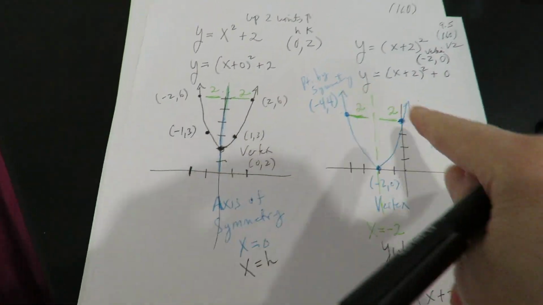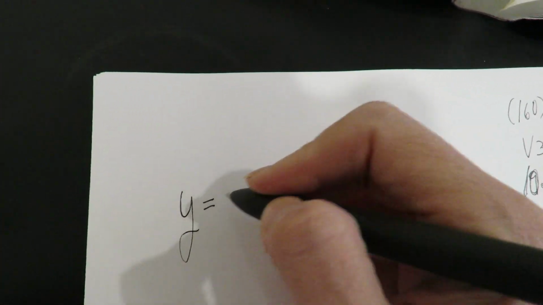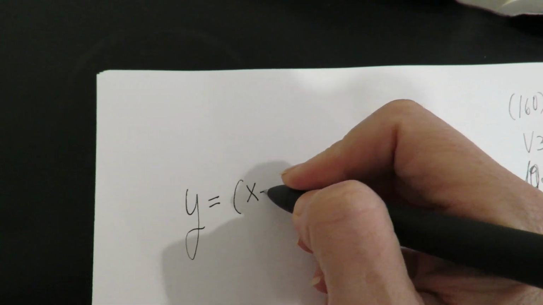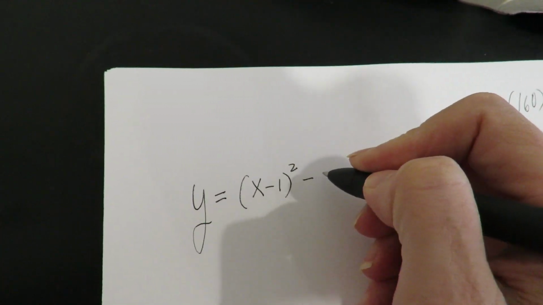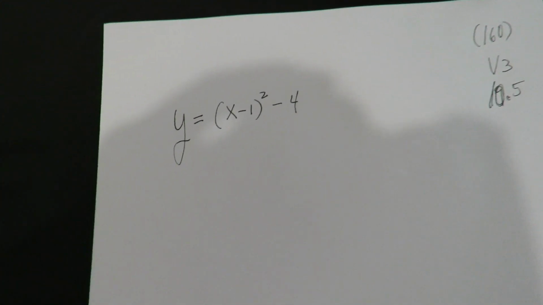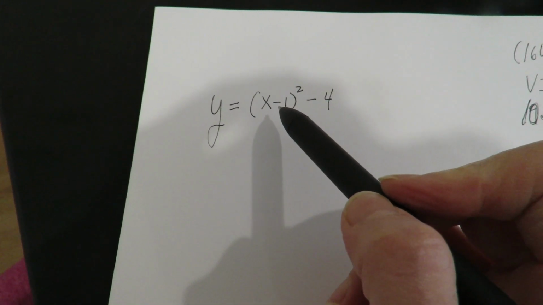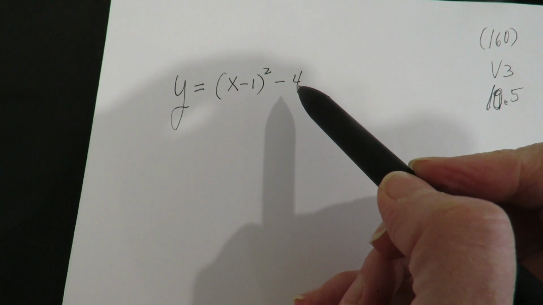10.5. Okay. So then you can put both of them together. You don't just have to have something going up down or something going left right. You can have a combination of both. So for instance, I can do y equals (x minus 1) squared minus 4. So that has both a horizontal shift and a vertical shift.